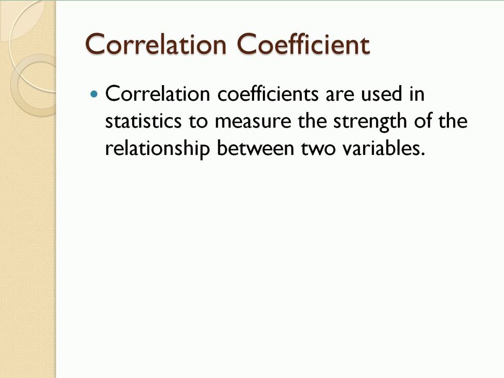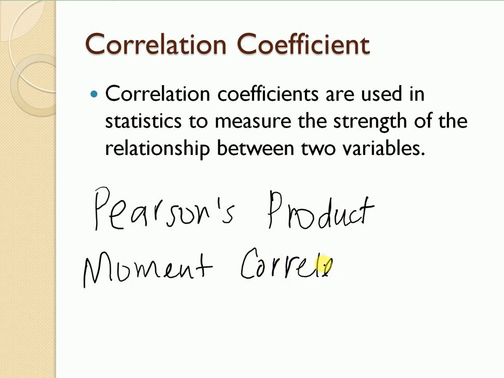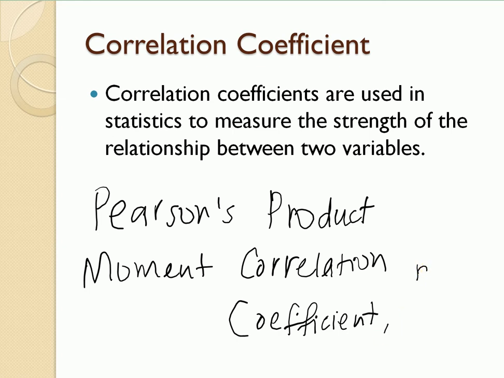Correlation coefficients are used in statistics to measure the strength of the relationship between two variables. There are many different correlation coefficients, and the one covered in this course is the Pearson's product moment correlation coefficient, which is denoted by the common R. Now this R represents the sample correlation coefficient, and the Greek letter rho represents the population correlation coefficient.